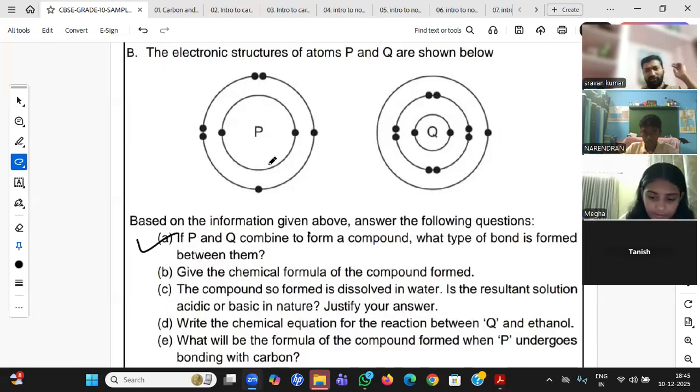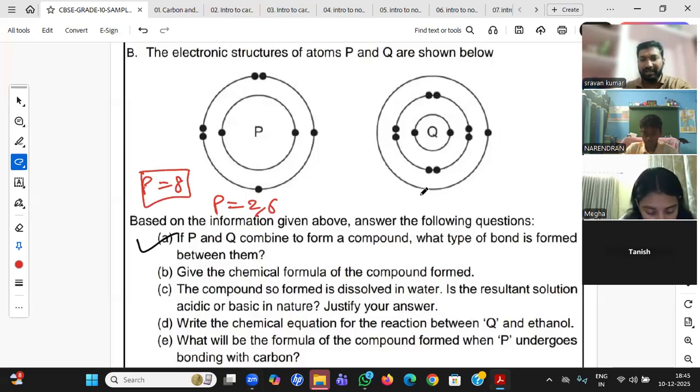Okay, so look here, students. P, how many electrons are there? 2, comma, first orbit 2, 4, 6. 2, comma 6. Okay, I'll use the red color pen. P is having 2, comma 6. But what does that mean? P total electrons are 8. And here Q, how many electrons? First orbit 2, second orbit 8, third orbit 1. So that means Q is equal to 11.